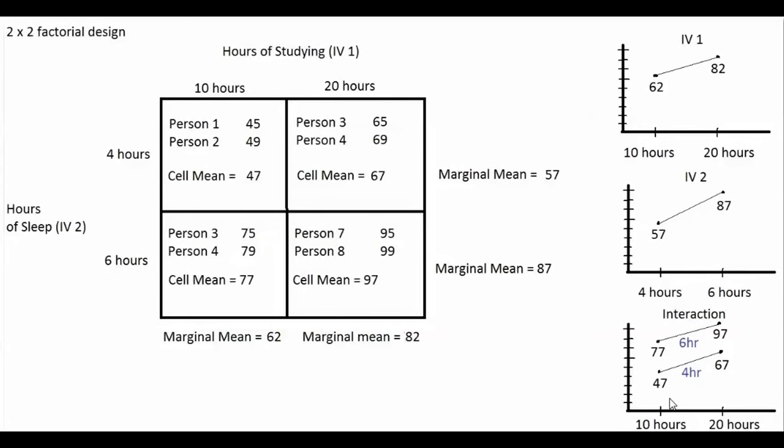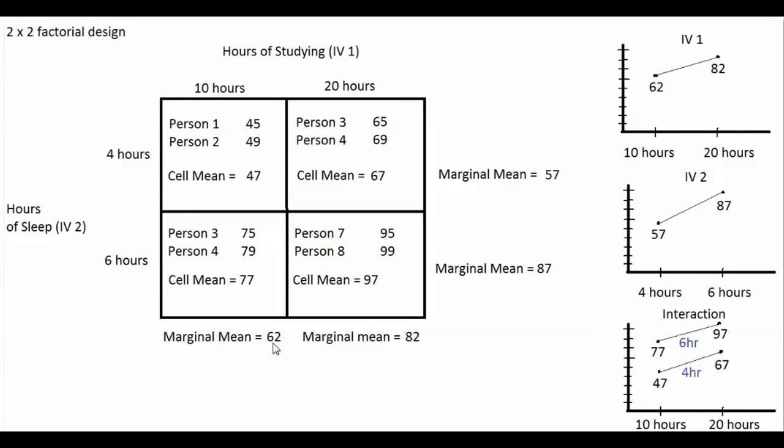I made some labels to show that this line is connecting the 2 cell means in the 4-hour row, and this line is connecting the 2 cell means in the 6-hour row. This graph is showing that there's no interaction between the 2 independent variables, but this graph is also showing the main effects of the 2 independent variables, and I'll explain why.